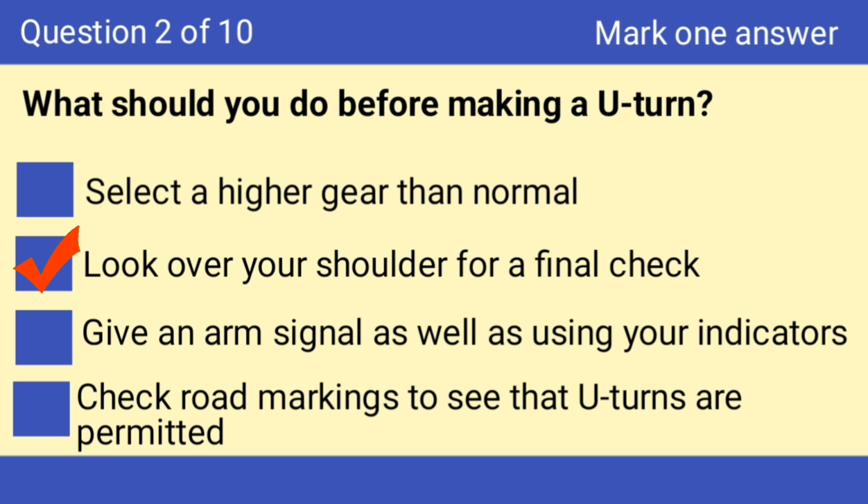Explanation. If you have to make a U-turn, slow down and ensure that the road is clear in both directions. Make sure that the road is wide enough for you to carry out the maneuver safely. Use your mirrors and look around to check it's safe before turning across the road.